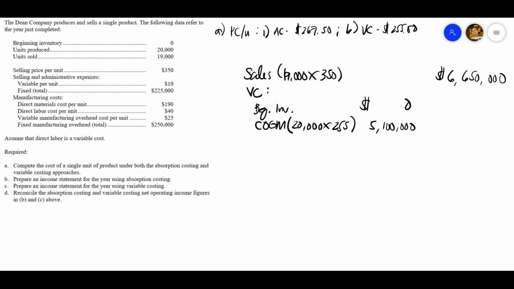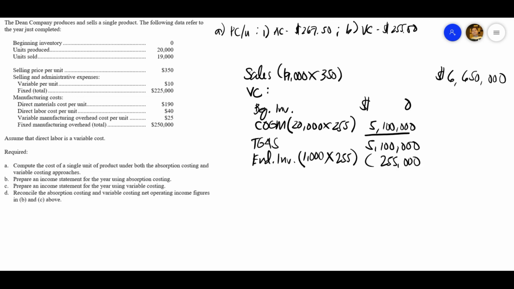Since we don't have any value for your beginning inventory, your cost of goods sold will now be your total cost of goods available for sale, amounting also to 5,100,000. And then we will deduct your ending inventory. Again, we have discussed earlier that you have a remaining of 1,000 units on hand. So it's 1,000 units multiplied by your product cost per unit under variable costing of $255. So it should give you a value of 255,000.